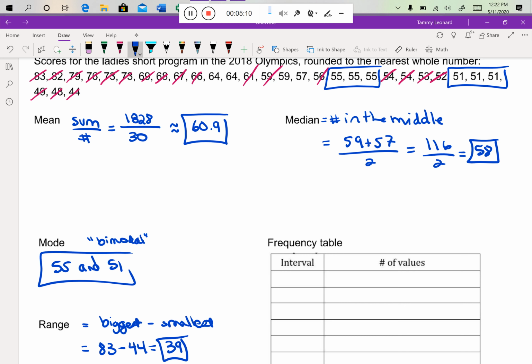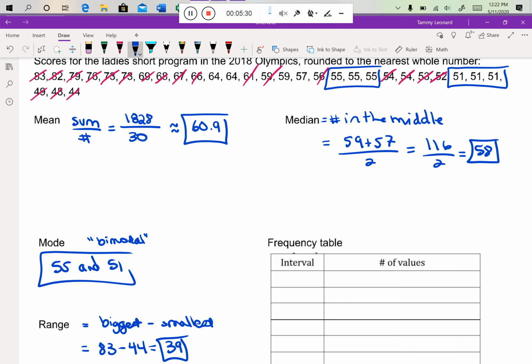Next, we're going to review back to the first day of this unit, frequency tables and histograms. Now, on our first lesson, we were told what our intervals should be. And today, we have our first practice at determining what the intervals should be. So let's look at our data.